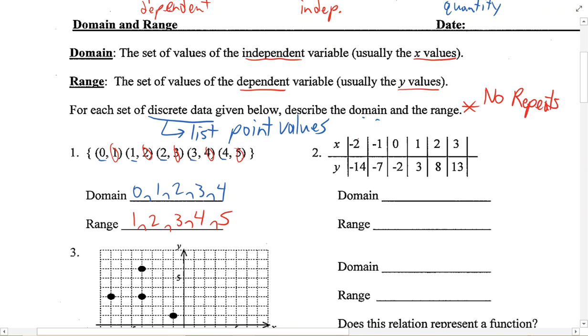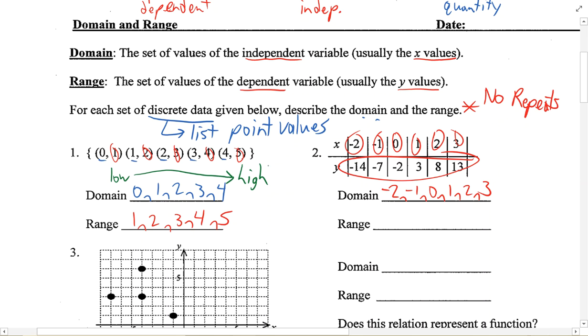So for here, my domain is -2, -1, 0, 1, 2, 3. And we do want to list it in numerical order. That's why I started with my negatives. For my range, it's going to be the list of these values. Always go from your low value all the way up to your high value. So for my range, I'm going to use -14, -7, -2, 3, 8, 13. I'm listing them in numerical order. All right, any questions about these?